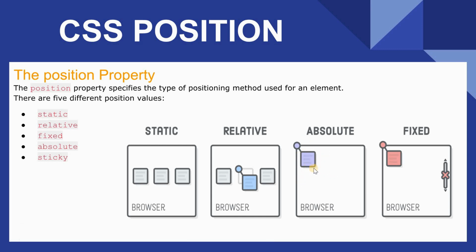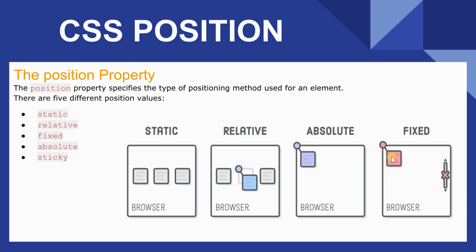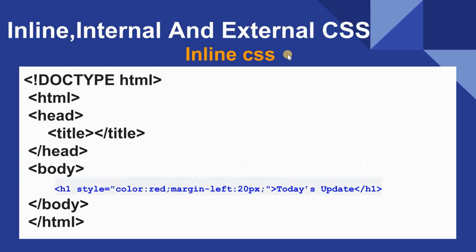But if I make the position of that image fixed, then the image will remain constant here. Although I scroll the page, the position of that image will not change; it will remain at the same place constantly. So these are the main four CSS positioning types.